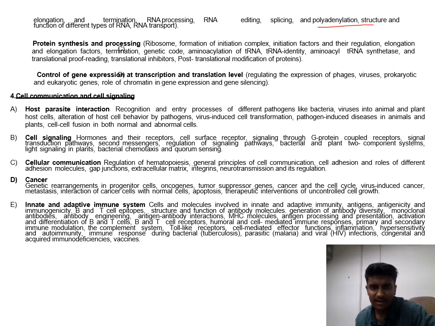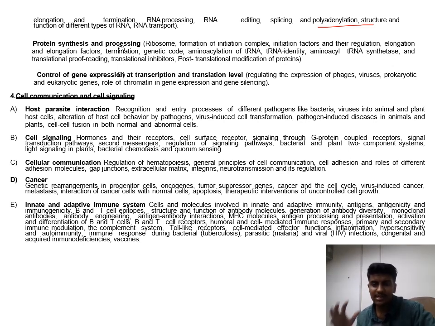So next up we have gene expression. So gene expression, gene silencing, regulation of expression, phage, vectors, plasmids, cosmids, yeast artificial chromosomes, bacterial artificial chromosomes, all the vectors you should be knowing, right? Viruses, which are the different viruses that are involved, like phage, lenti, Sendai, all these can be used as vectors, right?